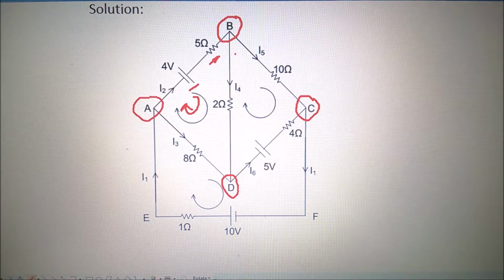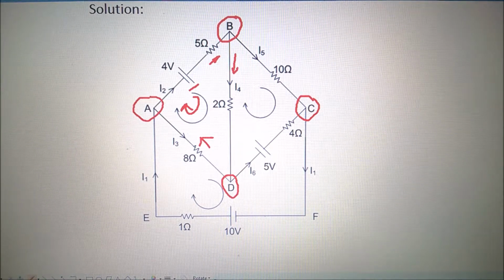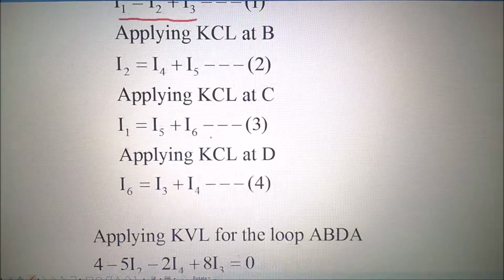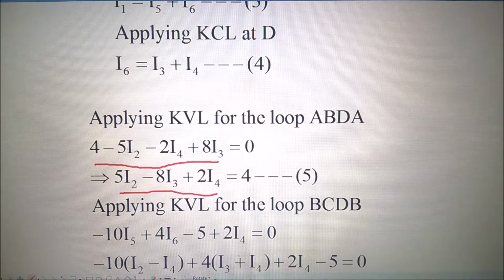Now we'll come to the branch BD. We are moving along the direction of current. Therefore, it is minus 2 into I4. Now in DA, we are moving in the opposite direction of I3. Therefore, it will be plus, so plus 8 into I3. Altogether, this is the equation we get. Now, with simplification, we'll get equation number 5.